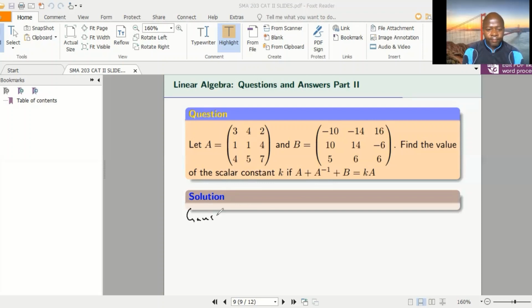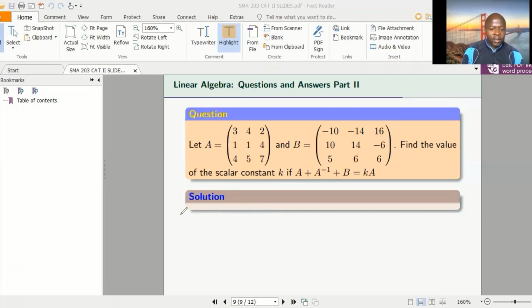Gauss-Jordan. And I also taught you how to find it by use of the adjoint. We have two ways, but now let me use the first one, because of Jordan.